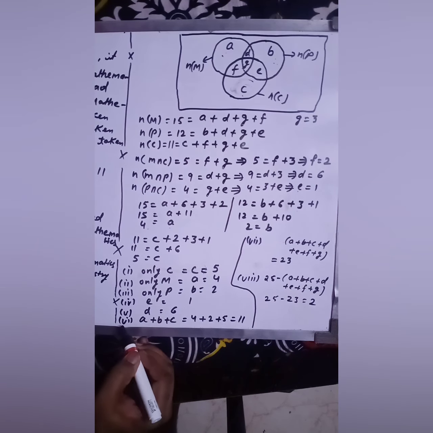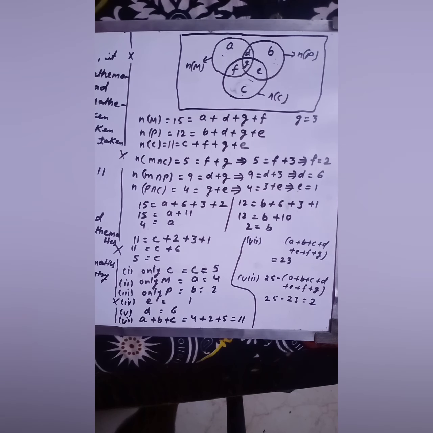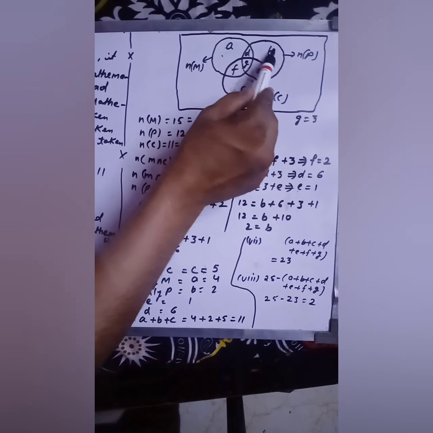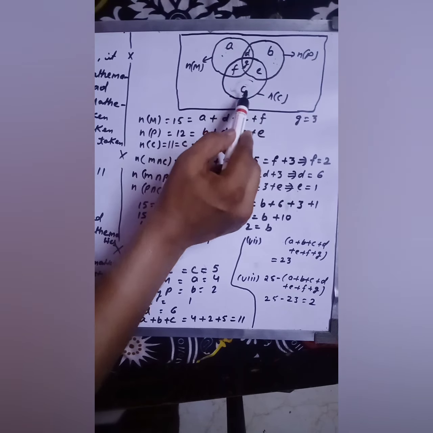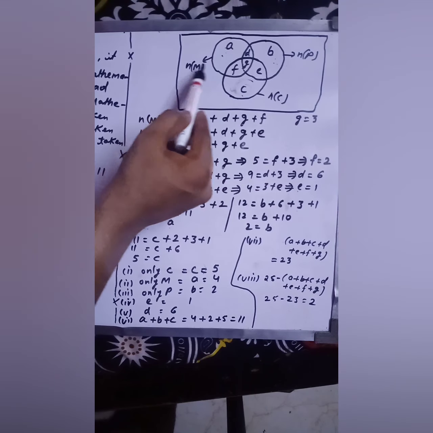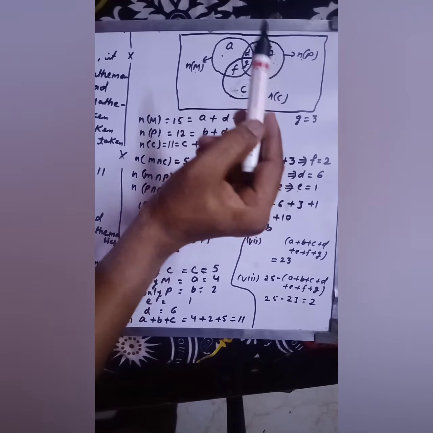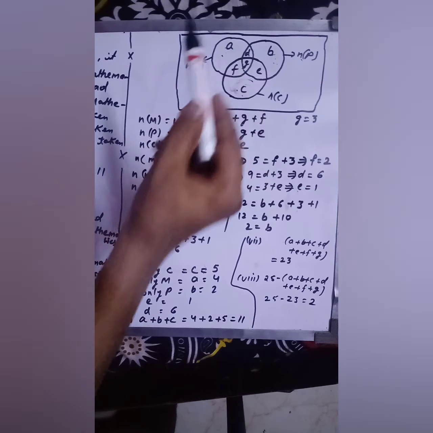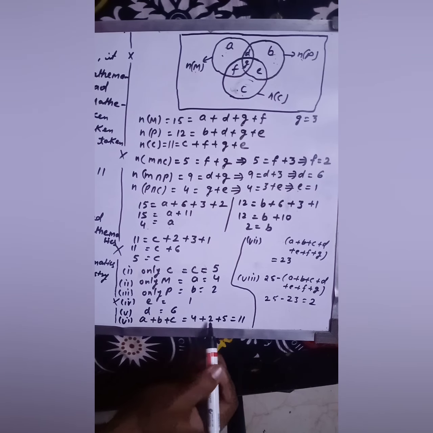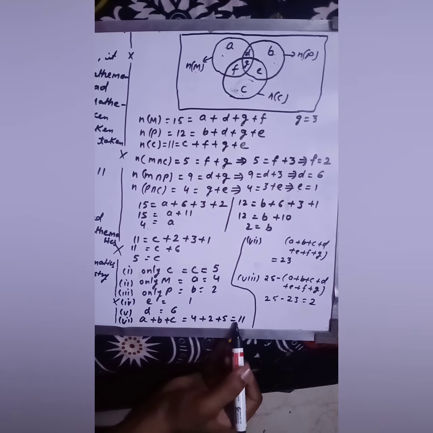And now your sixth part is only one of the subjects. Now we have to find out the students who are studying only one subject. So that means A plus B plus C. These are the students who are studying exactly one subject: A studying only mathematics, B studying only physics, and C studying only chemistry. So we have to find the sum of all 3. You just add the values of A, B and C and you will get the answer, that is 11.